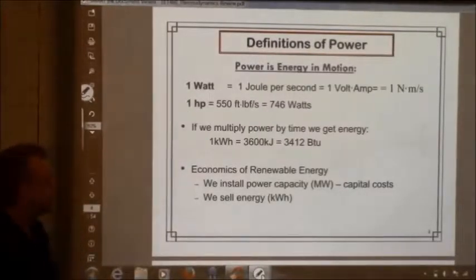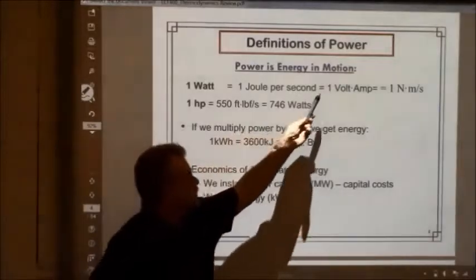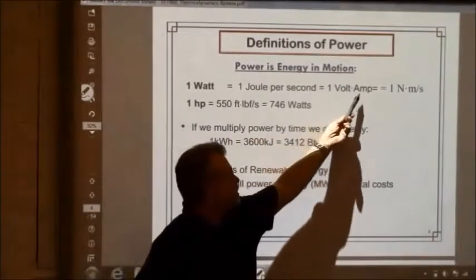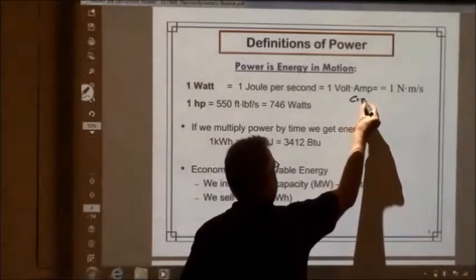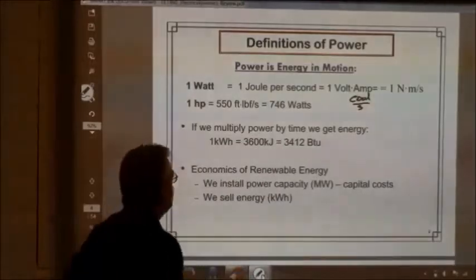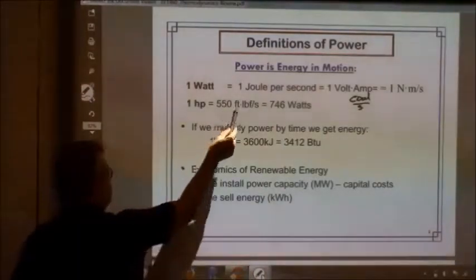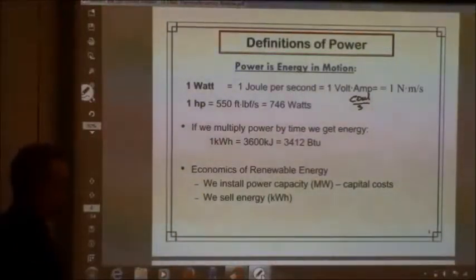Okay, definitions of power. Power is energy in motion. 1 watt is a joule per second, which is a volt coulomb per second. A coulomb per second is an amp. Okay. 1 horsepower is equal to 550 foot-pounds per second, or 746 watts.